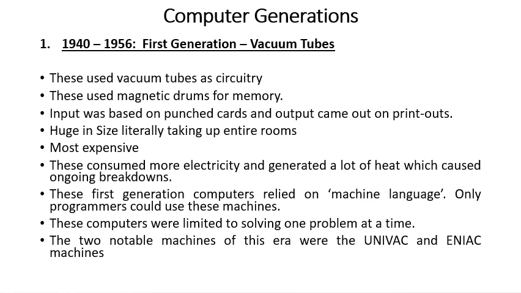The input device used was the punch card, and the output device came in the form of printouts. So here the CPU is built using vacuum tubes, the storage device used is the magnetic drum, the input device used is the punched card, and the output device is the printer.